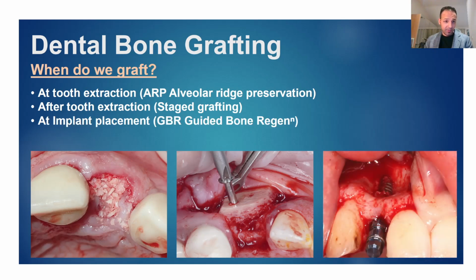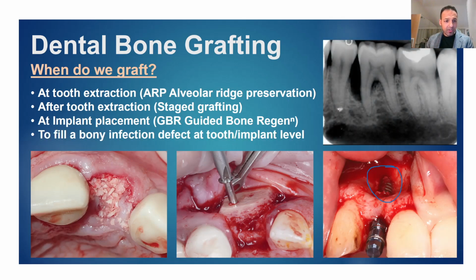At implant placement, we can do bone grafting. So this is called GBR, guided bone regeneration. And you can see that the implant has been placed, that there's a defect in the apex of the implant, and we need to graft in this region to protect the implant. We can also do it to fill a bony infection defect at the tooth or implant level. So we've got bone loss here on that lower left 6, and we can graft in that area for the tooth. If we're doing it for the teeth, it's called GTR, guided tissue regeneration. Around implants is called guided bone regeneration, GBR.